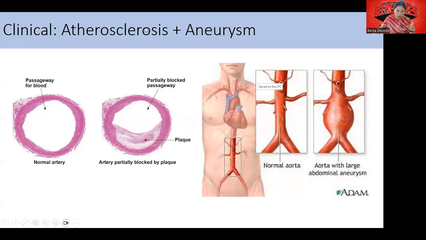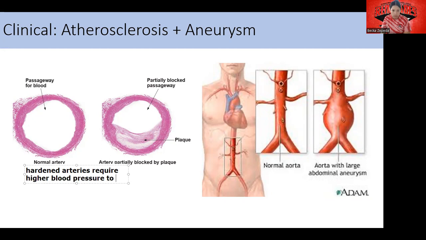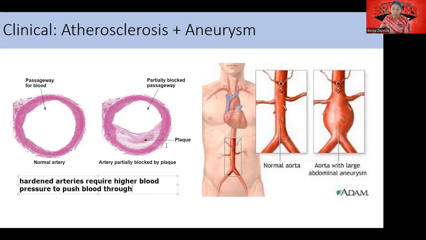So we can write those notes down here. So hardened arteries require higher blood pressure to push blood through. So ultimately, your heart is going to be working harder to make up for the loss of elasticity in those vessels. Okay, so now with an aneurysm.